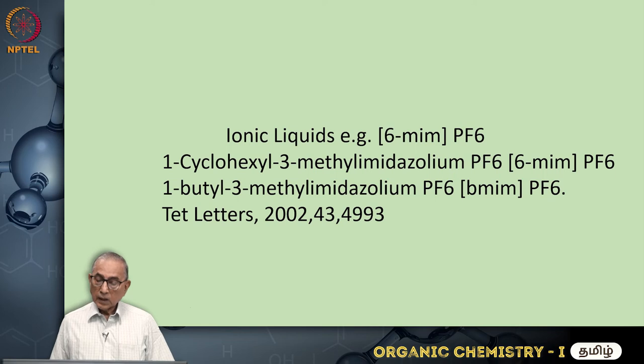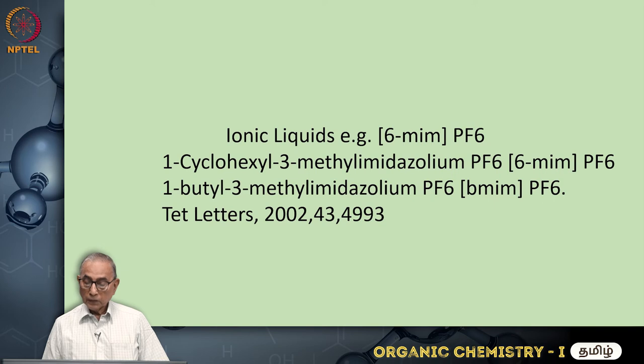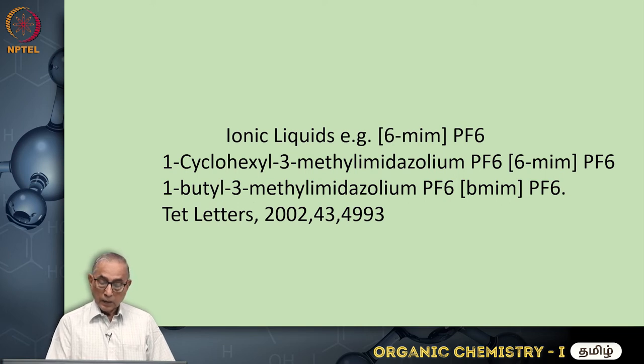Ionic liquids, 6 MIM. This is methyl imidazolium. This is what MIM stands for, and PF6, this is the phosphonium compound PF6. 1 cyclohexyl, 3 methyl imidazolium PF6. This is called 6 MIM. X6 stands for F6, PF6, and methyl imidazolium compound. This cyclohexyl is not showing as a letter. This 1 butyl 3 methyl imidazolium PF6, instead of cyclohexyl group, you get a butyl group. This is 1 butyl 3 methyl imidazolium PF6. This particular compound is produced by scientists and reported in the Tetrahedron Letters 2002 year, 43 volume, 4993 page.